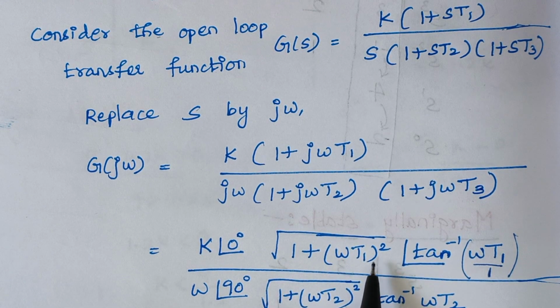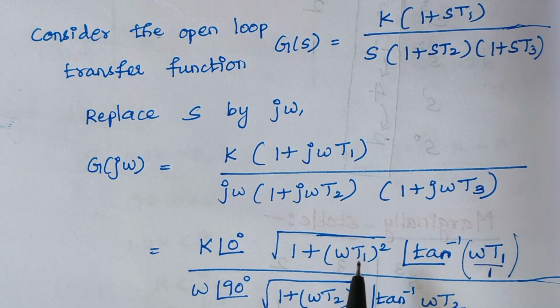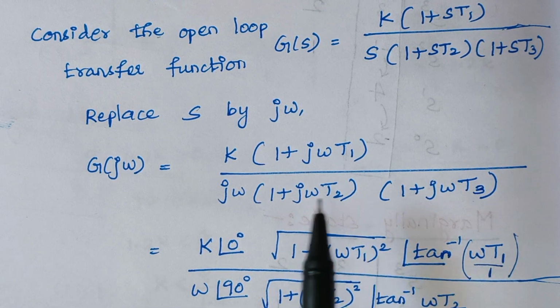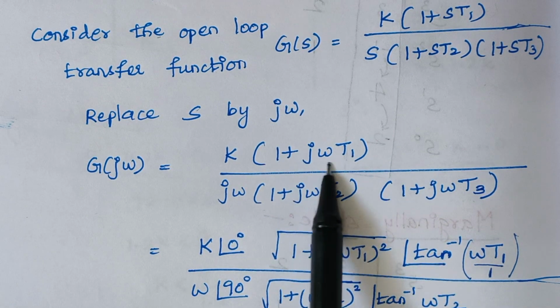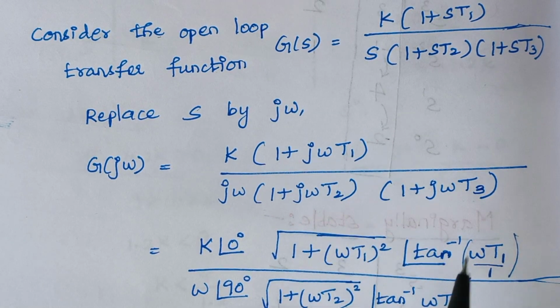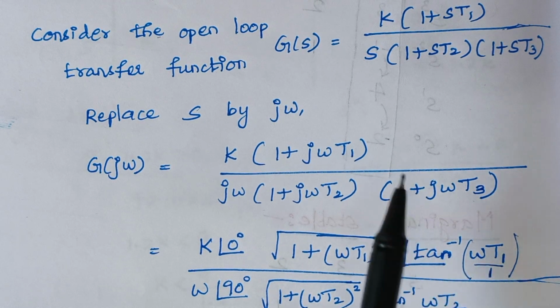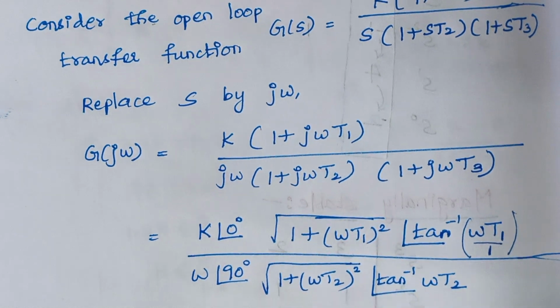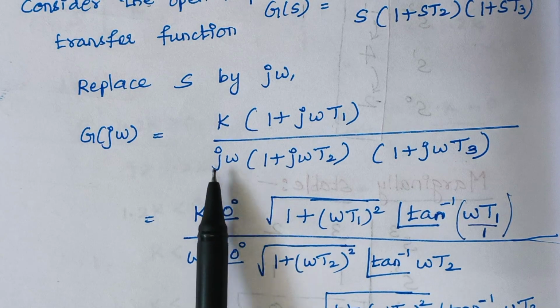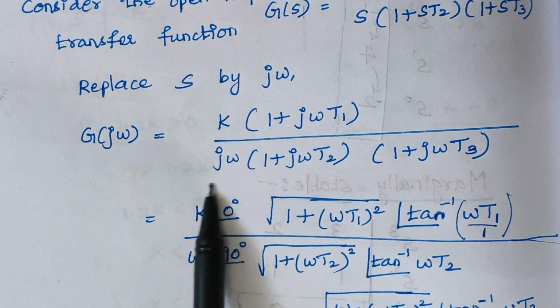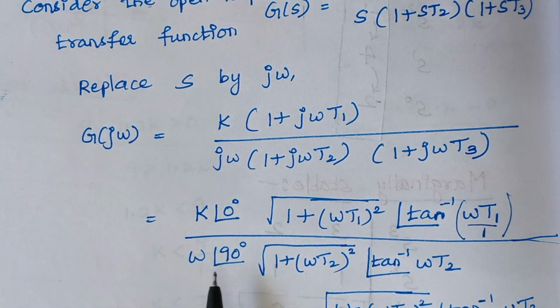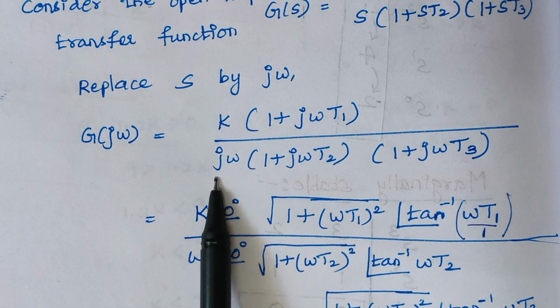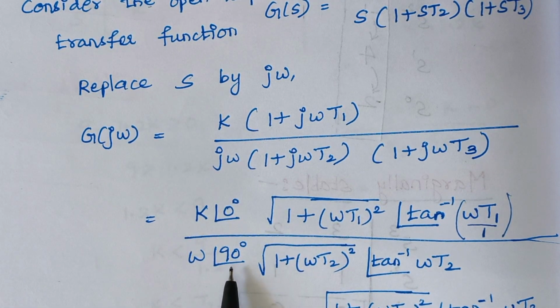Next we are moving to the angle. How to write the angle? Tan inverse of the imaginary coefficient divided by the real term coefficient. So here this is the coefficient of the imaginary term, so tan inverse of omega T1 divided by, here the real term is 1. So omega T1 divided by 1. Right. And the next step is we are moving to the denominator. So here lies j omega. So the magnitude is omega and the angle is 90 degrees. Whenever we are having a j, it represents an angle of 90 degrees.